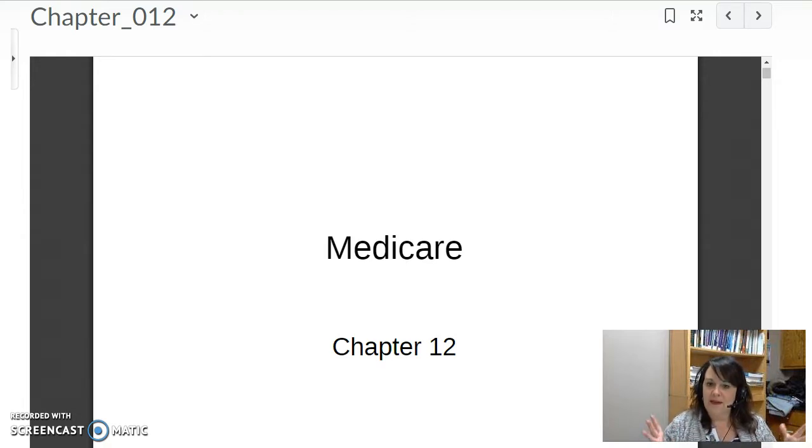So Part A is the hospital side of things. It's hospital or inpatient coverage. Part B is outpatient type coverage or clinic type coverage. Part A automatically comes. Part B, you have to pay a premium. Take a look at the health insurance card on page 393. It's exactly what they look like.